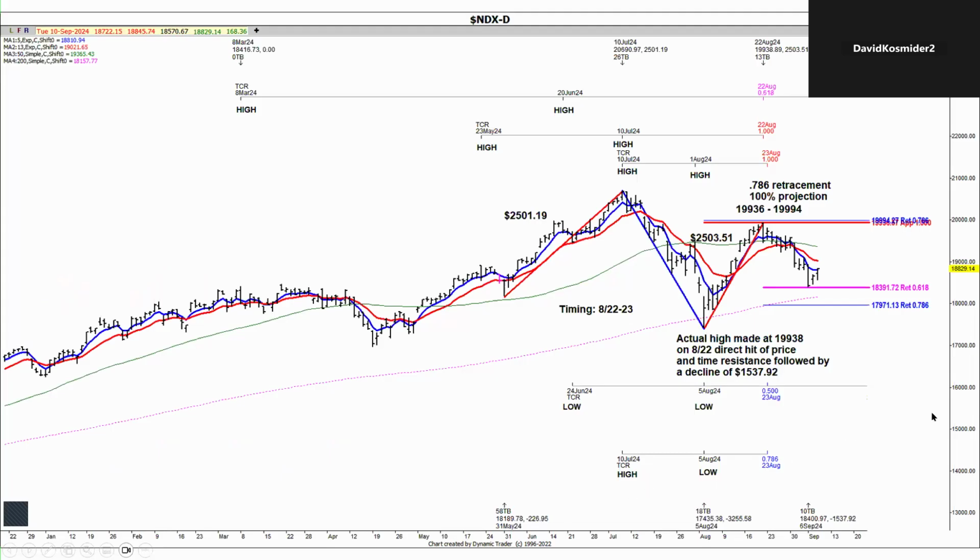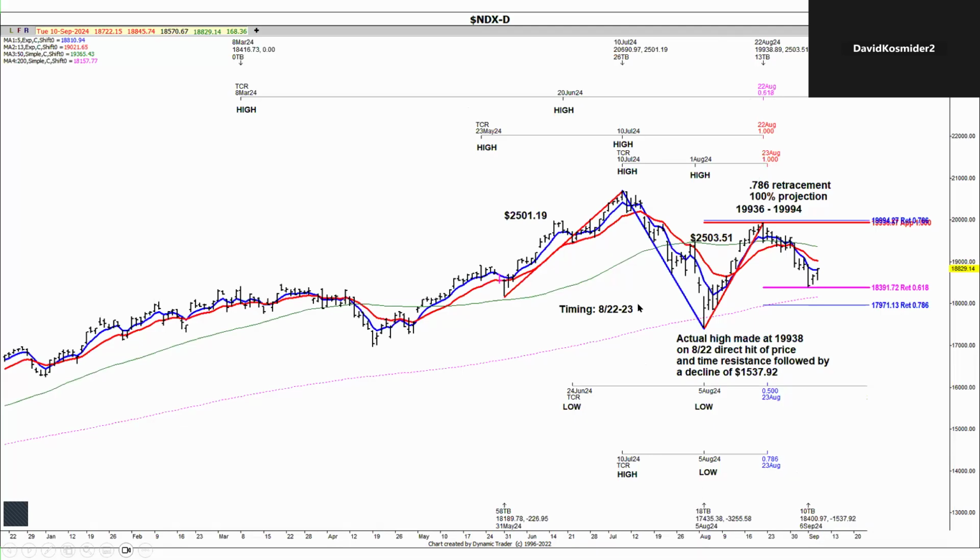NASDAQ cash. Okay, another one, and I've labeled these. Again, you can go back to your chart and work with it; even Thinkorswim has timing on it. But here I measured a high to high, August 22nd, another high to high, August 22nd, another high to high, August 23rd. And then I had a low to low, August 23rd, and a high to low. So that was this high to this low. 786 came in on August 23rd.